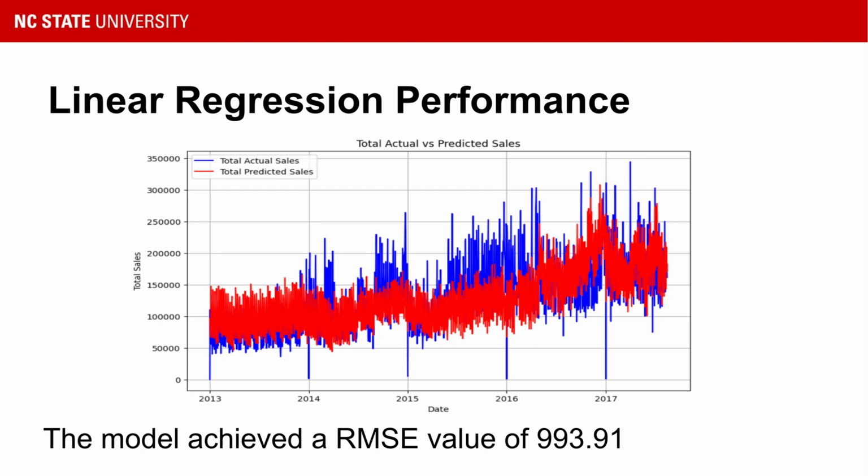Coming to the linear regression performance, you can see on the graph between the actual and the predicted sales that the linear regression performs fairly well, but it fails to take into account the spikes that we see, or the growing trend that happens irregularly. The RMSE value that we achieved on this was 993.91.